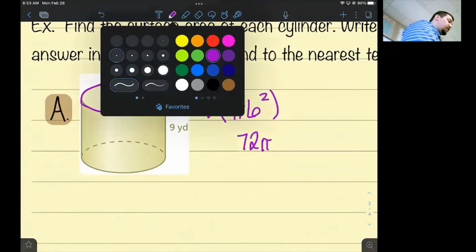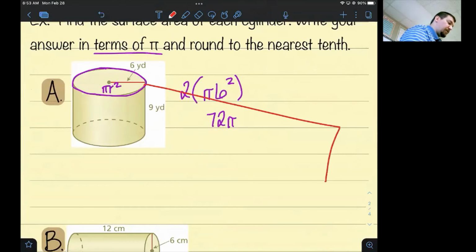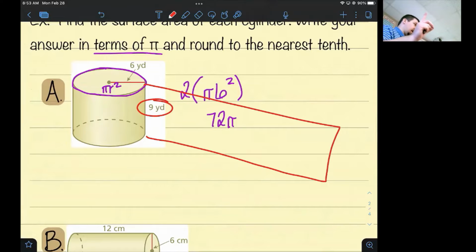Now we have the curvy rectangle, which when I roll it out like this, which I'm going to erase in a second because I don't want it to cover up my work, it's going to look something like that. We know the rectangle is 9 yards tall. That's already given to us. What we don't know is its length. We do know that it wraps around a circle. So we know that it's going to be the circumference.